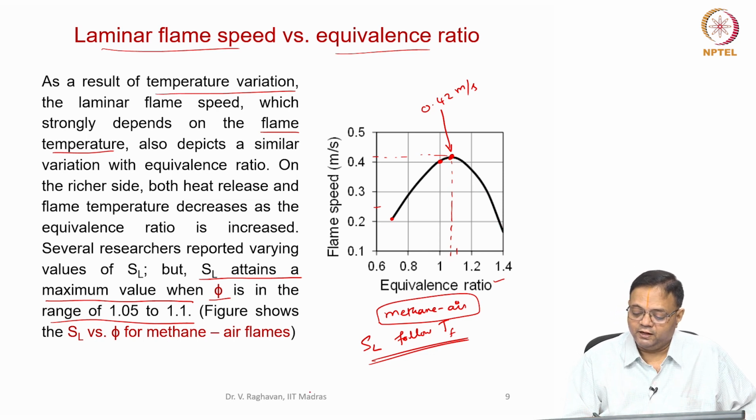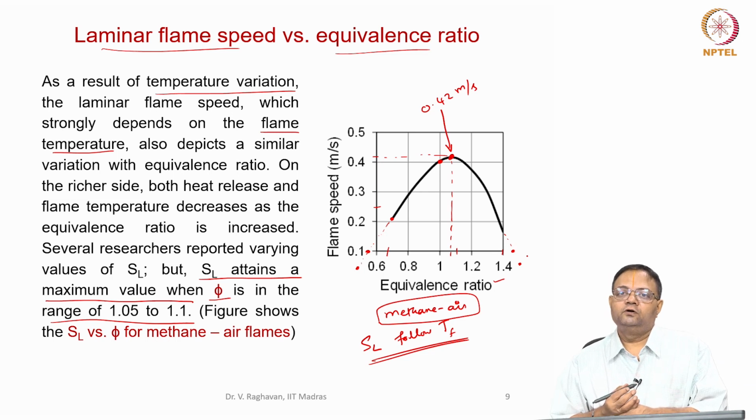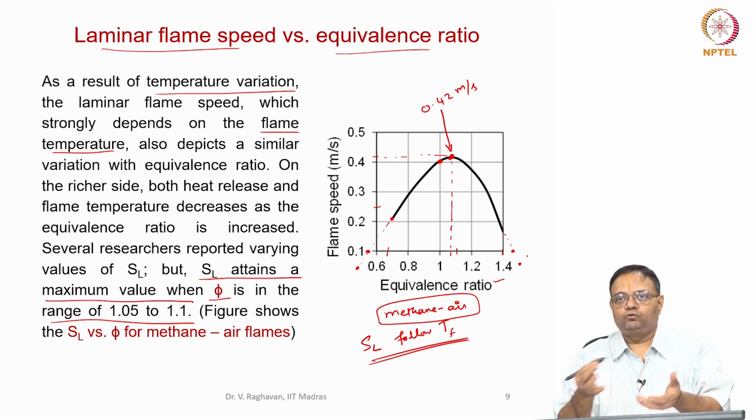So, now please see that this is the range of equivalence ratio where the flame is ignitable. When I extrapolate this curve, then at one particular equivalence ratio, you will see that the flame speed reaches 0 value. So, maybe it is 0 here. That will be the limit of flammability. Okay, we will also show you that.